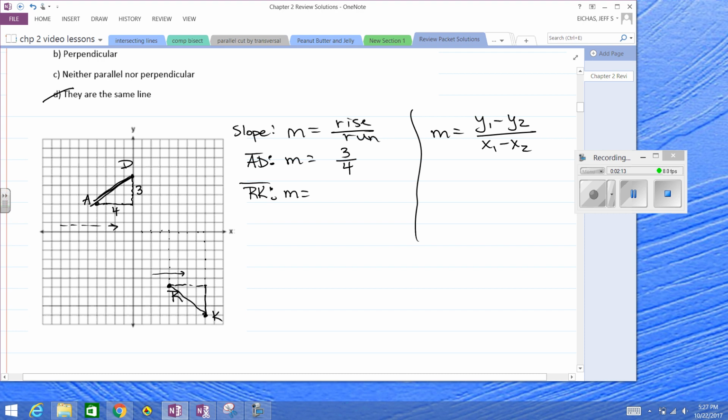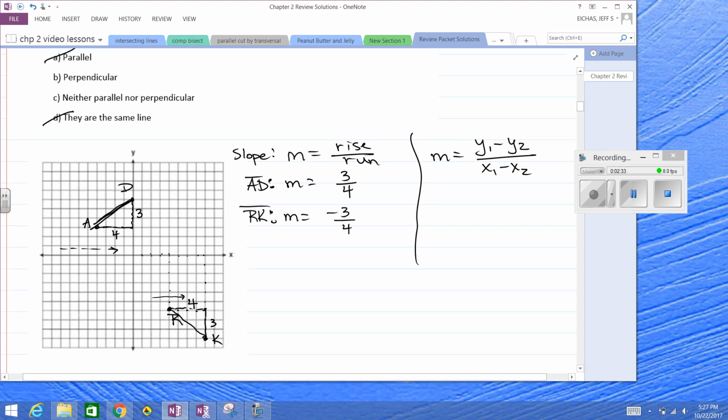We got 1, 2, 3 is the rise. 1, 2, 3, 4 is the run. Okay, so it's a negative 3/4. That is not perpendicular. The reason is that this would need to be negative 4/3. We'd have to flip the fraction too. So they try to trick a little bit on this one. It's not perpendicular. Okay, we needed the slopes to be negative reciprocals for perpendicular, so we have neither. All right.